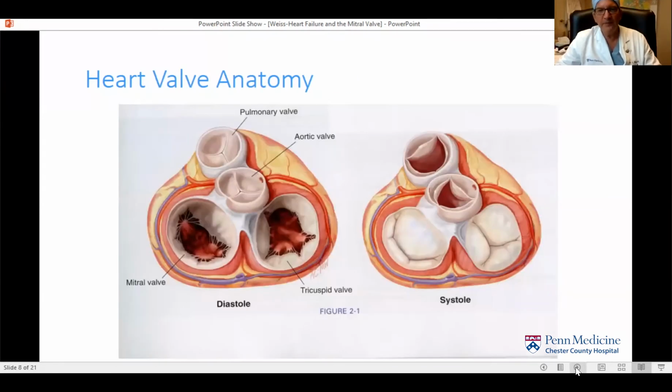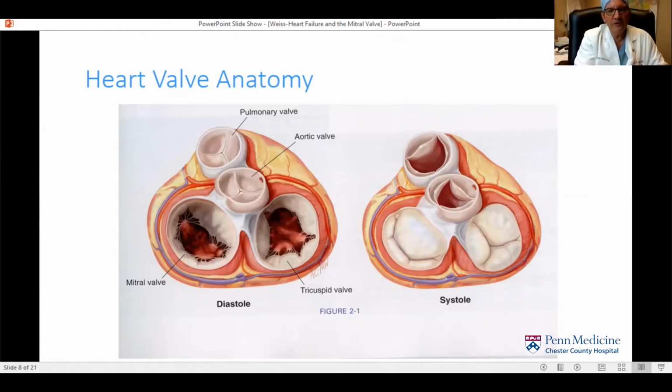Next slide. This is just a pretty picture. Now have a look at me again. The first picture was the heart sliced longitudinally. Now we're going to slice it across the top, and we're going to look down into all four valves.